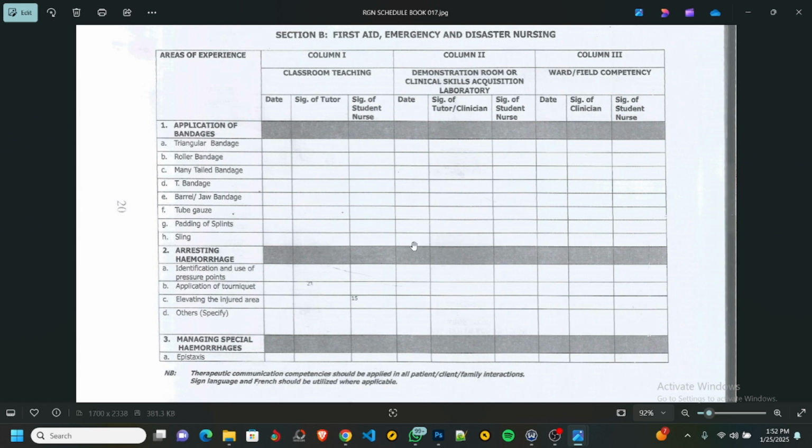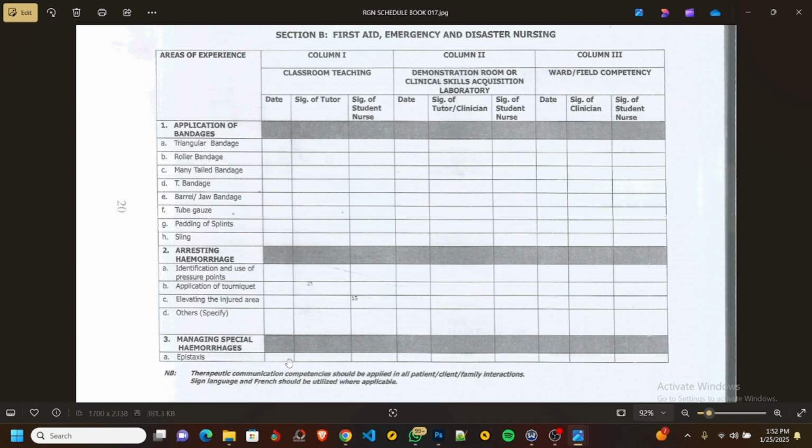So as they do and you observe, then the next time you also try to assist them to do, and when you assist them to do that particular thing, they have demonstrated it for you to see. So that particular date, you would write the dates here, then you will sign as a student, and then the clinician also signs.